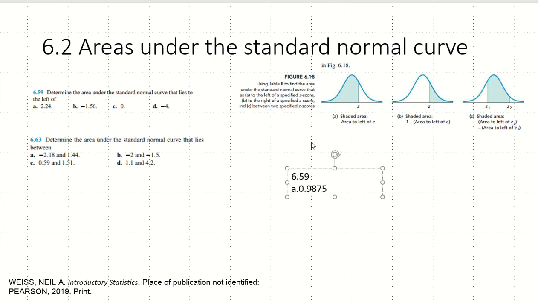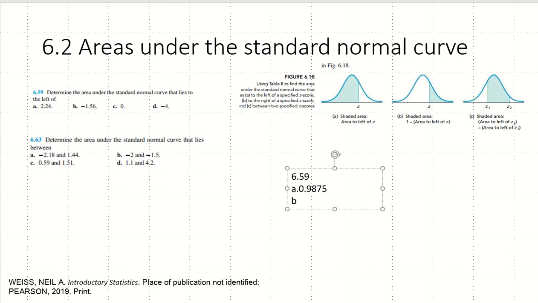So that is the first answer, 0.9875. And the reason why that makes sense is because when we construct the z-curve, 0 is at the center, +3 is at the far right, -3 is at the far left. 2.24 is very close to 3. We know that the sum of the area inside the curve has to equal 1, like 100%. So 2.24 is very close to 3, so 98.75%. So that makes sense to me. So that's just a way of making sense of the numbers.